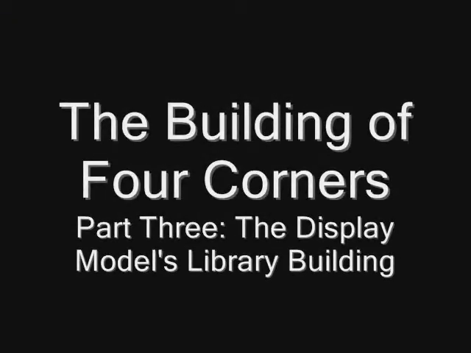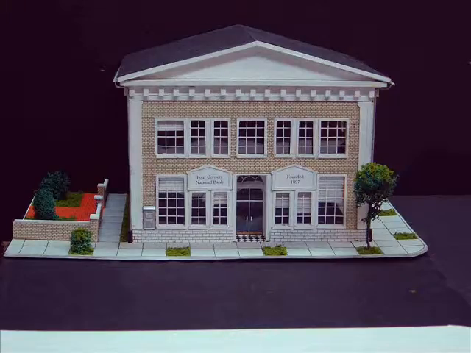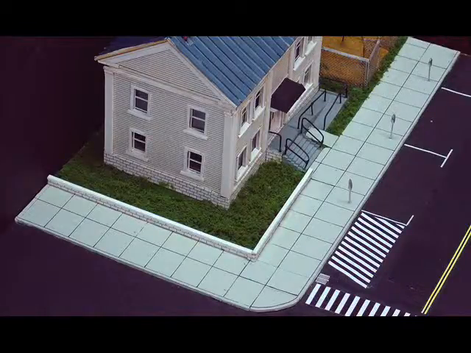Four Corners, Part 3, the Display Model's Library Building. In Part 2 of this series, we examined the steps in the design and construction of the bank building for the display model. We will now examine the steps in the design and construction of the library building for the display model.